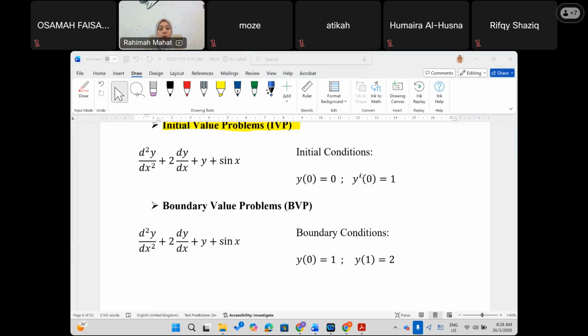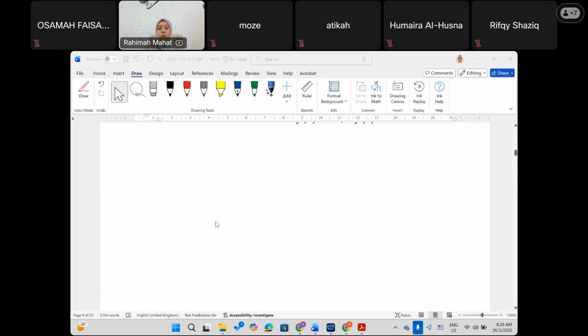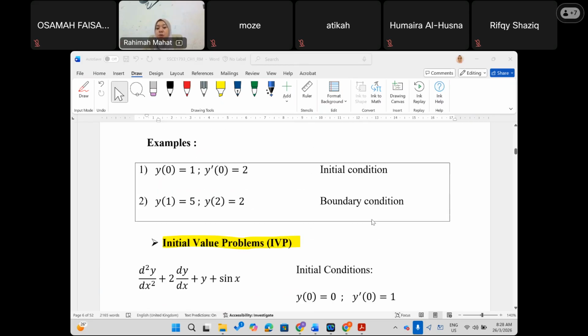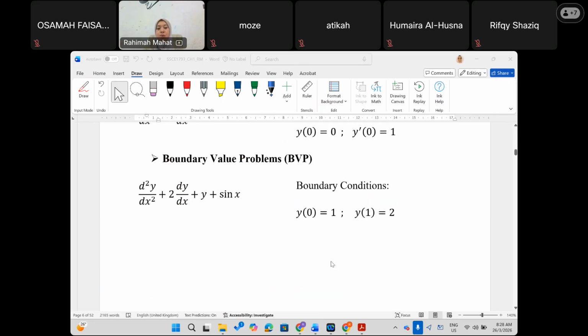This is the example question for the IVP, and you may also have another example for the BVP, boundary value problems. The same equation, but given to you different conditions. The first one is the initial condition, and the second is the boundary condition. This is just the example using the IVP and the BVP.